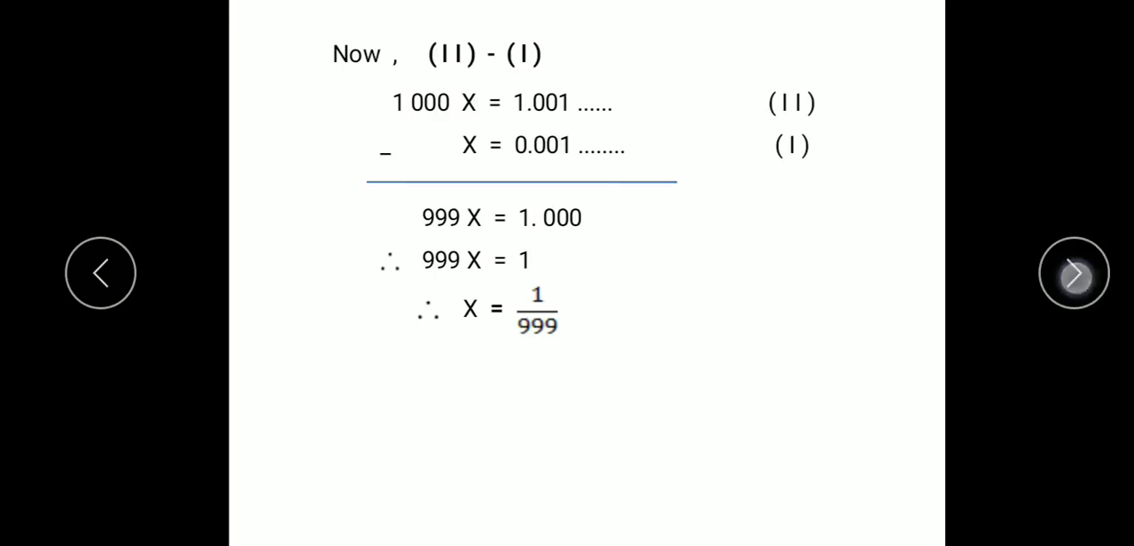Here, the value of p is equal to 1 and q is equal to 999. So, we can write our answer as, therefore, 0.001 bar is equal to a fraction 1 upon 999. Several types of questions can be framed on similar type.